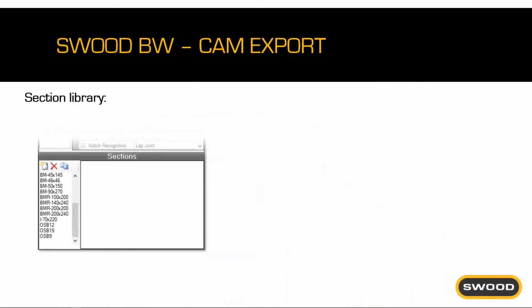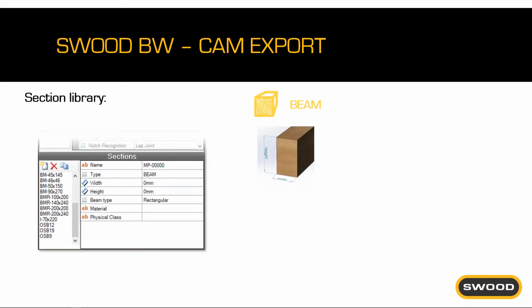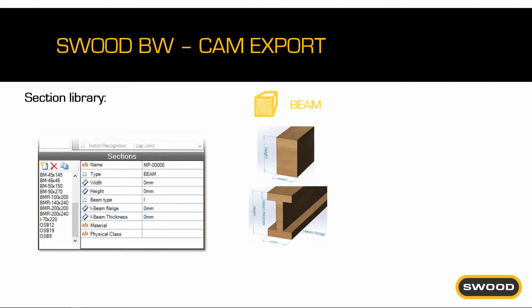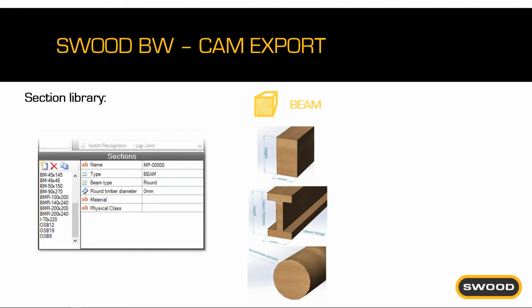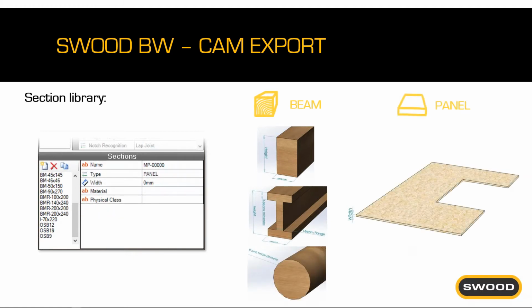Then when you have done that, you will have, as I explained in the introduction, a section library. So here you will define all the kinds of sections that you are using, so the kind of beam dimensions and so on. You will just have to create one, so beams or panel. You can create these square beams, I-beams, and rounded beams or panels, and then reuse them as much as you want on your project.